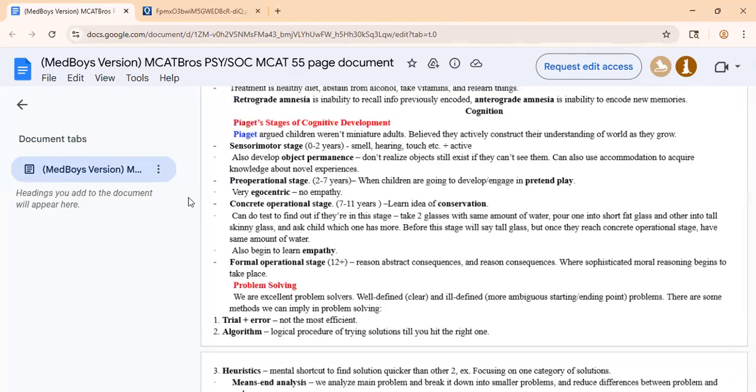Piaget, the things you have to know: the sensorimotor stage is from 0 to 2 years old. So we could have a research project where we're testing students from 2 to 7. What type of stage would this be? Preoperational stage. Concrete operational stage is going to be 7 to 11. Formal operational stage is going to be 12 and up.